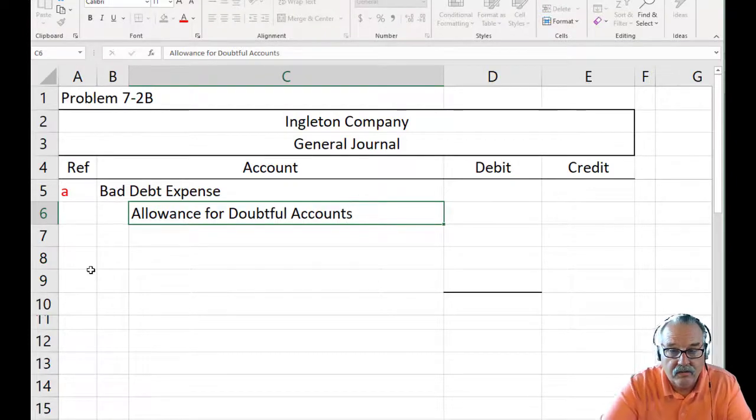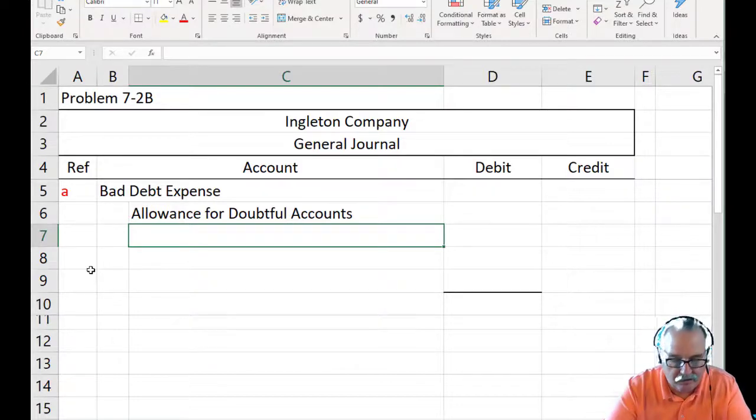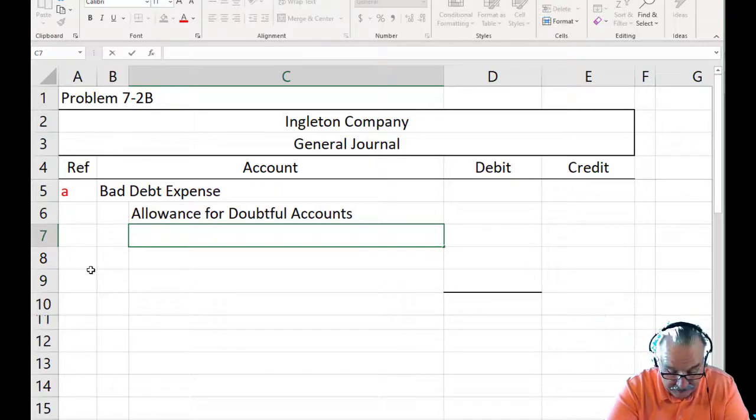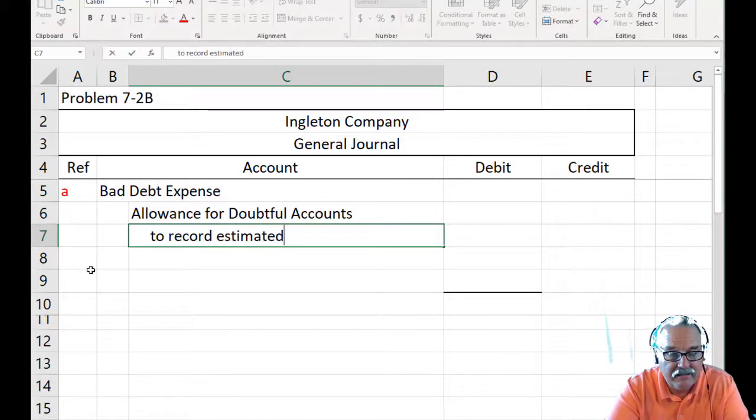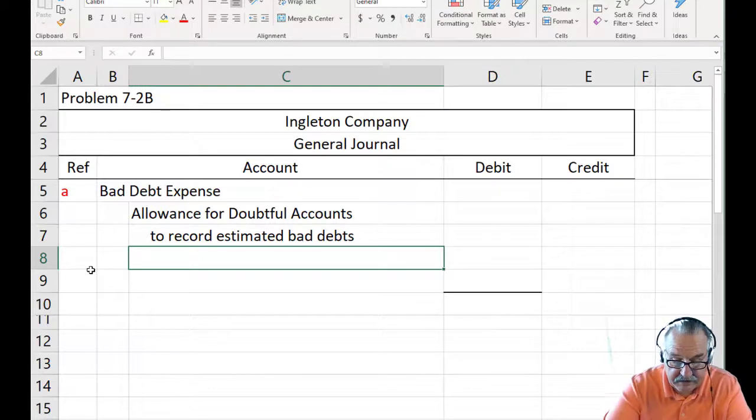This is a new type of an account. Allowance for doubtful accounts is a contra asset account. This is going to be married together with accounts receivable, and it's going to hold a reserve or an allowance for customers we don't think are ultimately going to pay us. So this is to record estimated bad debts or something like that. We don't know the amount yet, but we will. But we have to prepare a schedule.